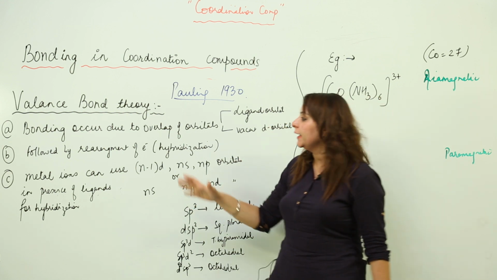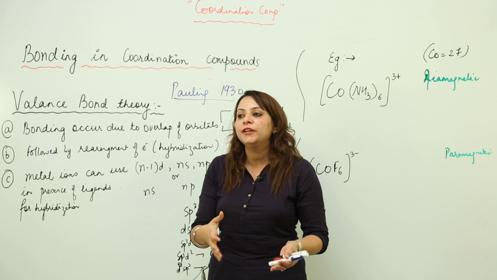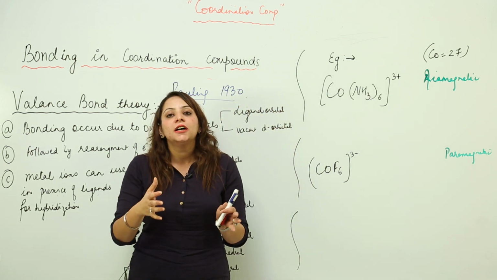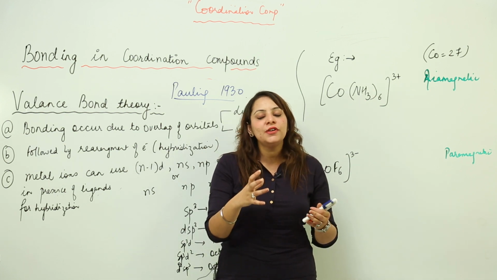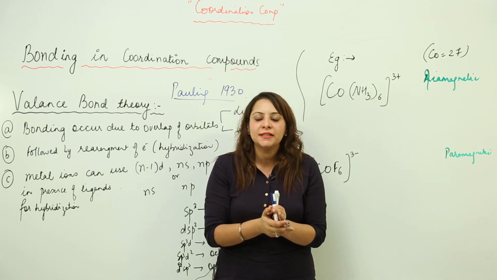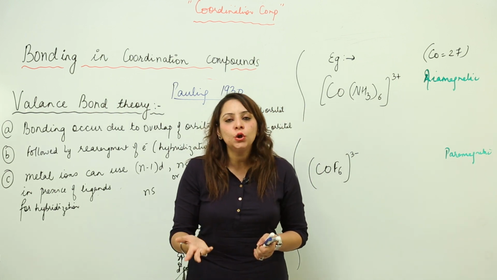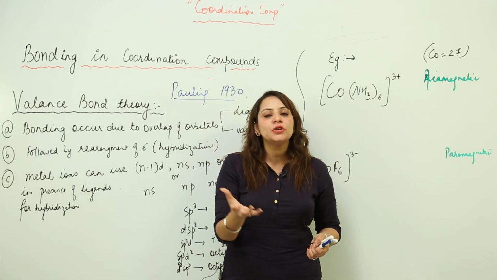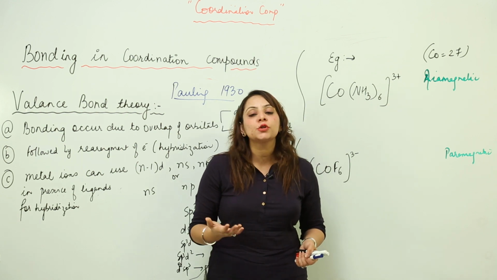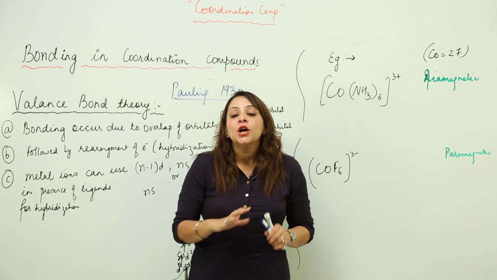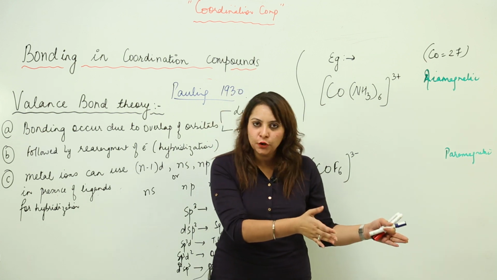Before I read out the points given by it, I just want to tell you briefly what Pauling actually wants to say in this theory. He says that whenever there is a metal ion, that metal ion has vacant d orbitals. We all know that the metal ion is a transition or inner transition metal, so obviously it is going to possess vacant d orbitals. The necessary condition is that the metal should possess vacant d orbitals.